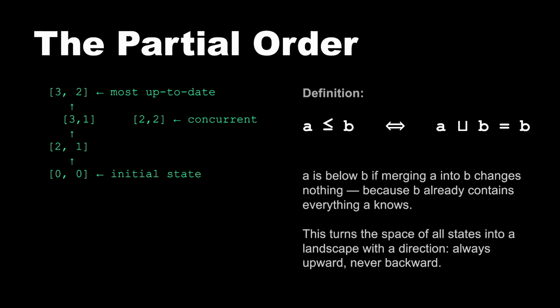Now here is the core geometric insight. We define a relationship between states called a partial order. We say state A is less than or equal to state B if A merged with B equals B, using the merge operation itself. Here the less-than-or-equal symbol means A is behind B.